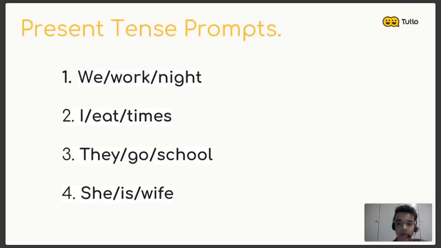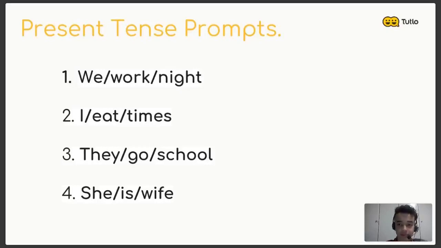Number 3, they go school. All right. How are we going to create a present simple tense using those 3 prompts? All right. Let's think about it. So we could say, they go to school. They go to school 5 times a day. 5 times a week, not 5 times a day. My apologies. They go to school 5 times a week, right? Or correct. They go to the school, right? It's very simple. It's just us practicing what we have been learning, all right?